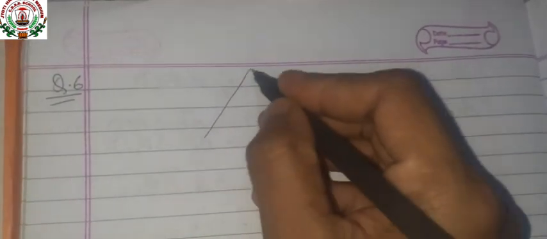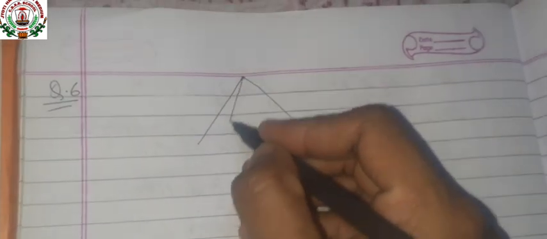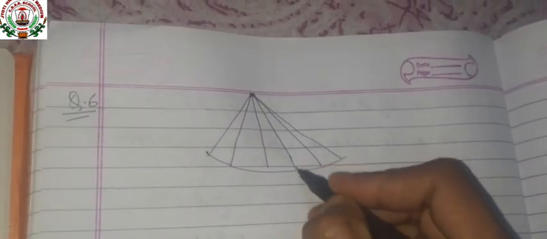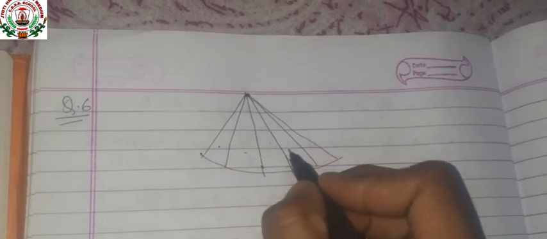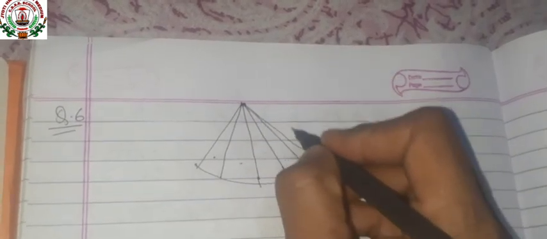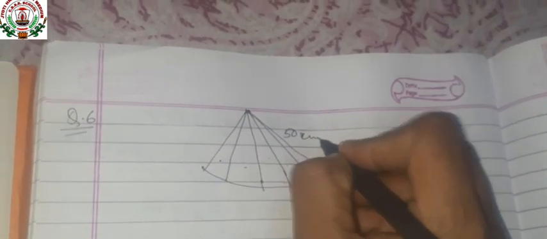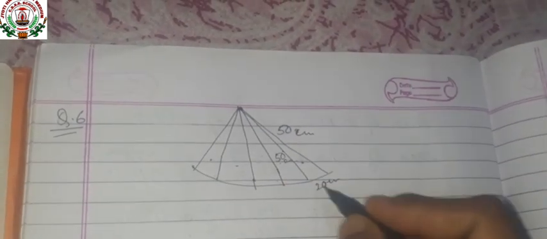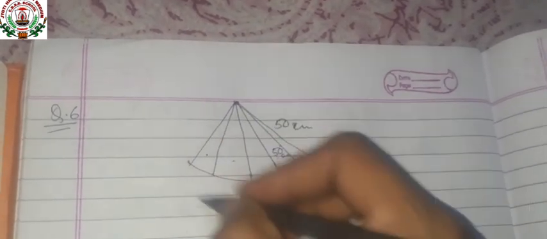Question number 6. The umbrella shape is likewise. Each triangle is of equal size. Now here this measurement is 50 cm, this is 20 cm, and this is also 50. Again this is 20. In the same way all the triangular pieces are of the same measurement.